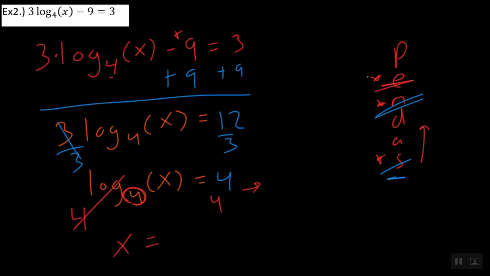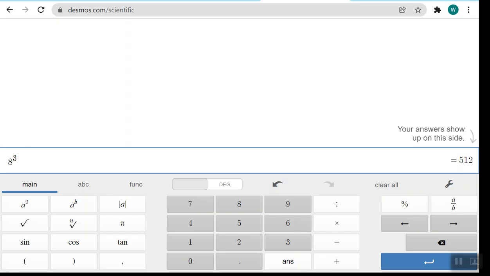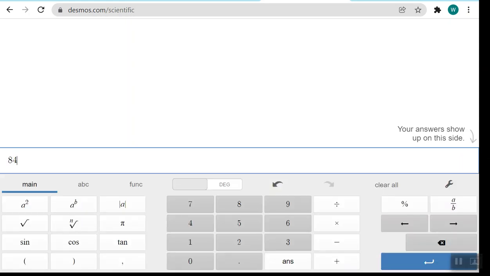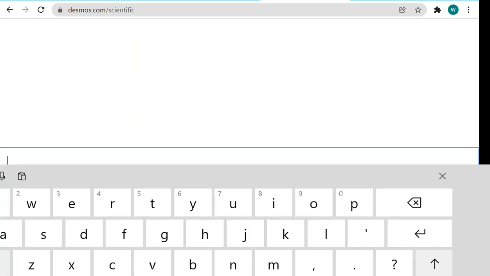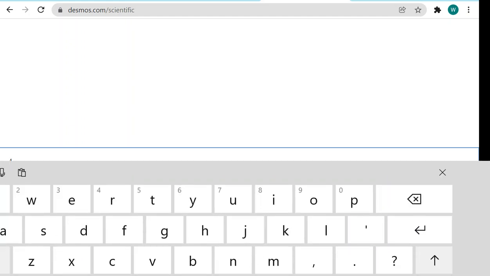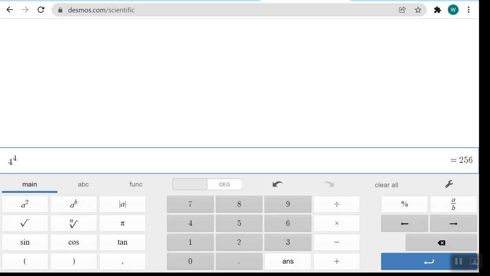And 4 to the power of 4 is really like saying 4 times 4 times 4 times 4. Now if you knew that 4 times 4 and 4 times 4 would be 16 times 16, and if you knew that was 256, that'd be pretty easy. But let's use our Desmos calculator. We can go ahead and delete everything. We have 4, which we will raise to the power of 4. And y'all can see the answer, of course, is 256.